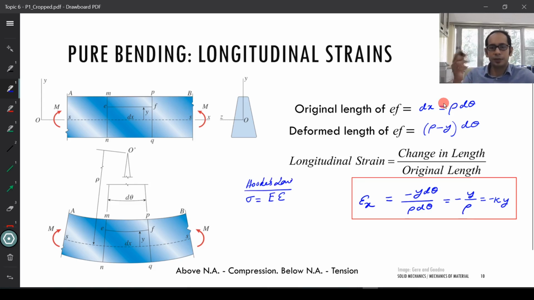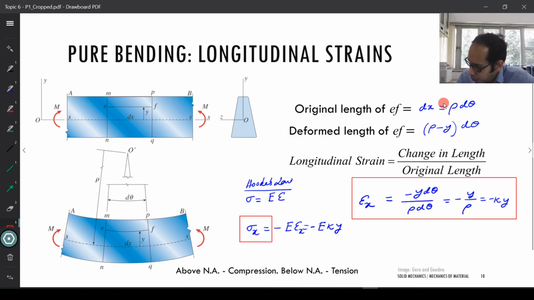So how does sigma x vary? See how beautiful this concept is. We are looking at bending, but we are looking at normal stresses and strains, right? So our sigma x becomes equal to E epsilon x, which is equal to minus E kappa y. So what does that tell you? That tells you that from both of these expressions, it is a linear function of y.